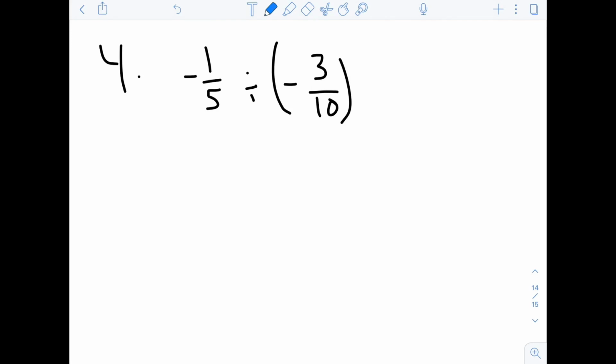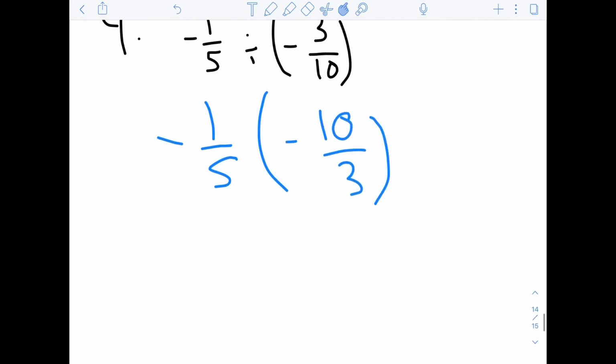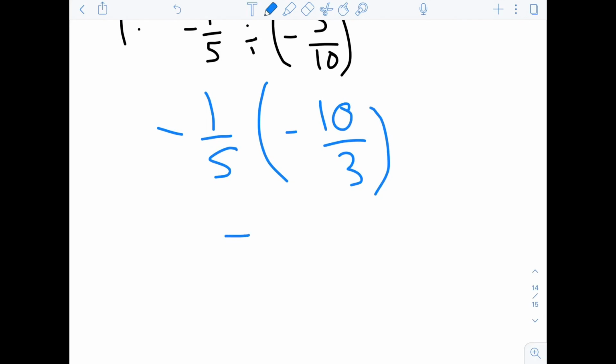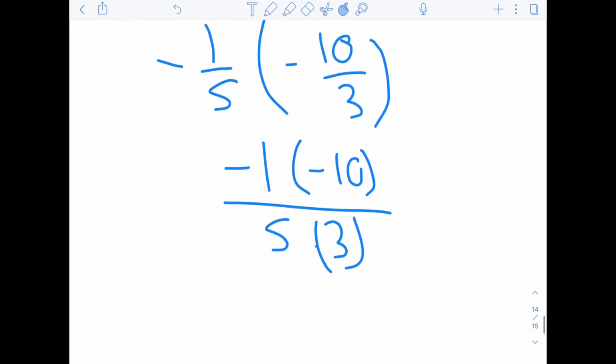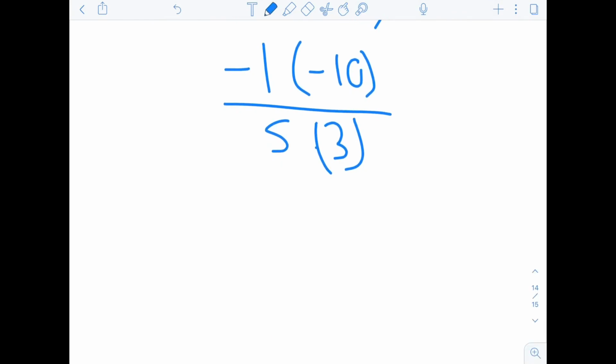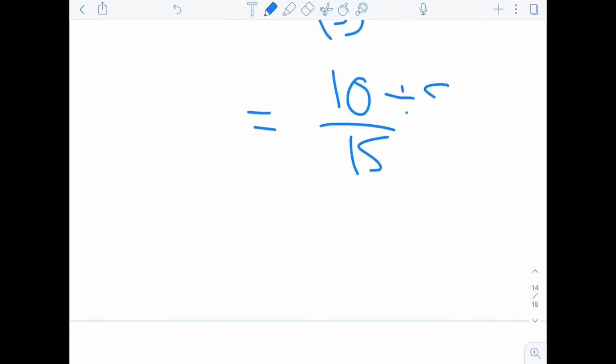Now, although these are both negative, they have the same sign, so the quotient is going to be positive. So we have negative 1/5, and we're going to multiply by the reciprocal. So negative 10 over 3. And that's going to be negative 1 times negative 10 divided by 5 times 3. So negative 1 times negative 10, they have the same sign, so the product is going to be positive. So it's going to be 10, and 5 times 3 is 15. And these are both divisible by 5. So you're going to get 2 over 3.